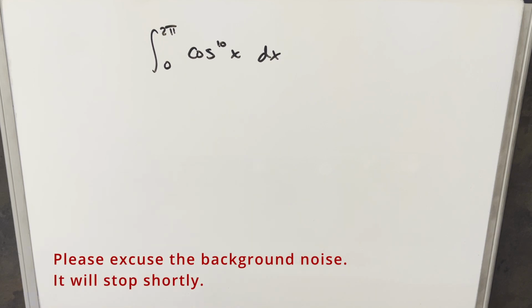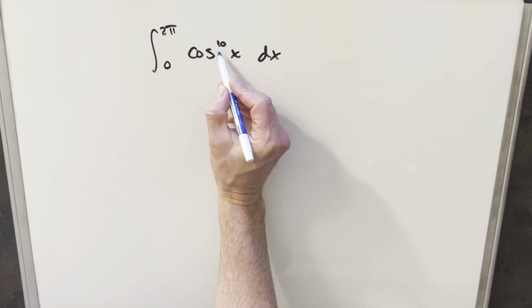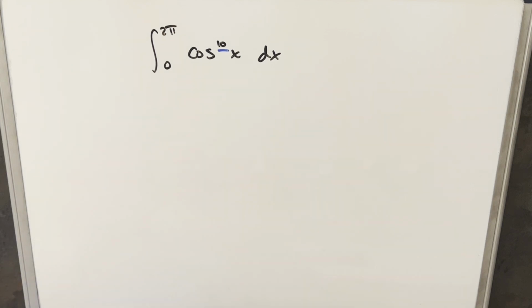Okay, we have here today another integral on the board. We've got the integral from 0 to 2 pi of cosine to the 10th x dx. Now my first problem here really is the large exponent, the 10. What we could do on this is the power reduction for cosine squared and reduce it multiple times, but I think that would be pretty messy.